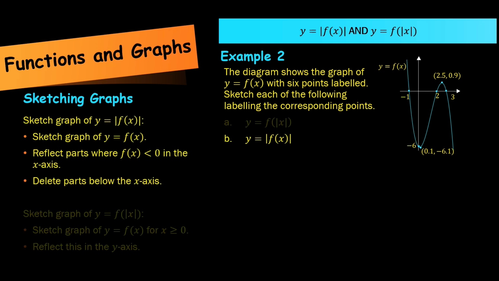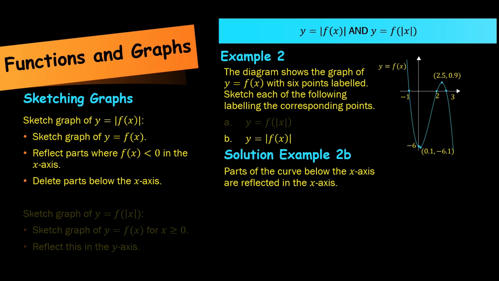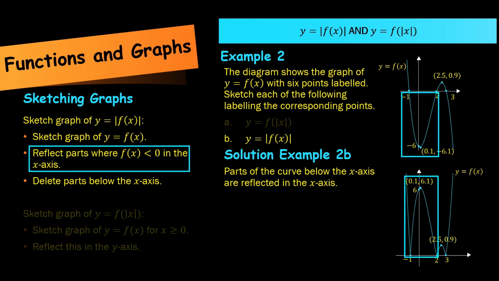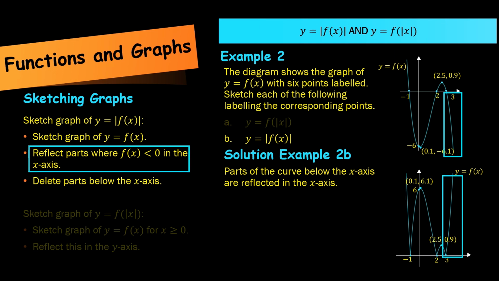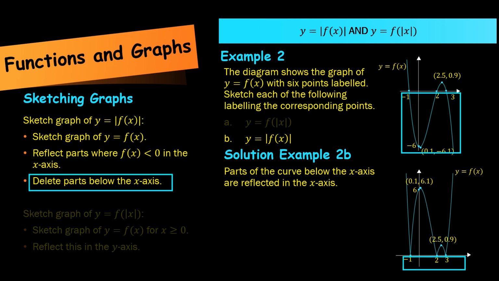And now for part B. We are required to sketch y equals mod of f of x, labelling the corresponding points. So let's solve this. The parts of the curve below the x-axis are reflected in the x-axis, as shown here. And of course we've deleted the parts below the x-axis, as shown here.